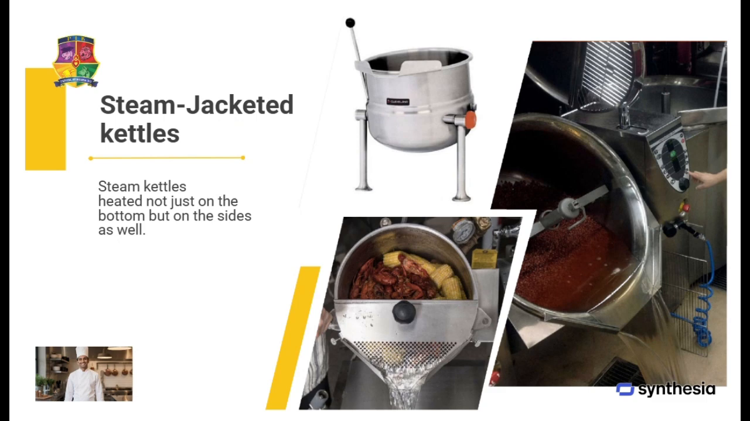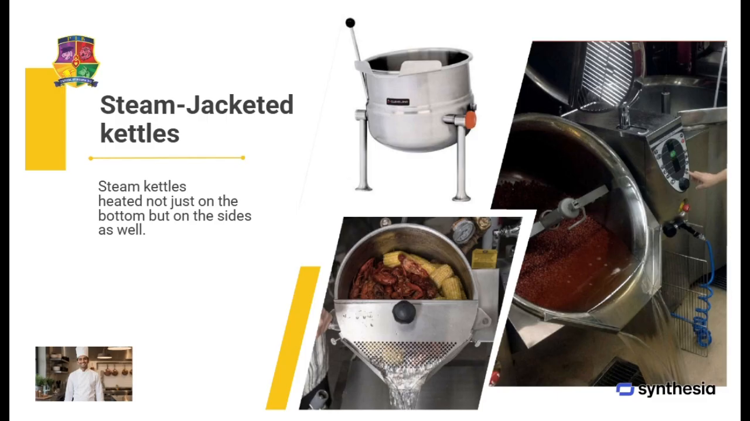Now, let's move to another important piece of equipment for large-scale food production: the steam-jacketed kettle. A steam-jacketed kettle is designed primarily for cooking liquid and semi-liquid foods in large quantities. What makes this equipment different from a regular pot is the way it transfers heat. Instead of heating only from the bottom, the kettle is surrounded by a steam jacket, allowing heat to be transferred around the sides of the cooking vessel as well.